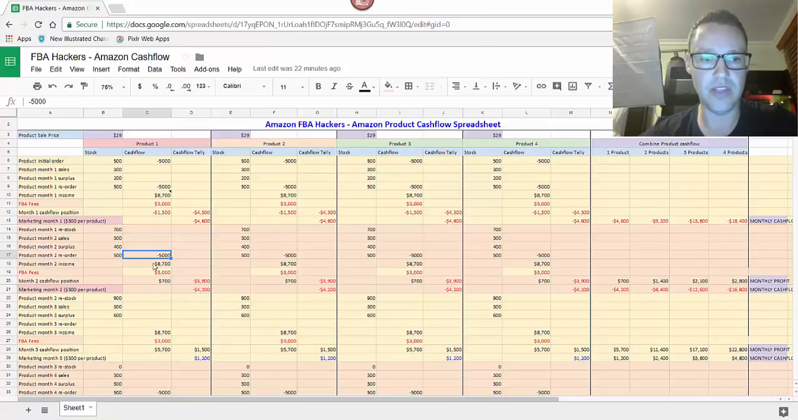But for the month, we look at this. So our income is 8,700, we need to minus 5,000, and we need to minus 3,000 for our fees. So we've actually got a positive cash flow position of $700 for this month. But if we look at our cash flow tally over here, we were minus 4,600. So if we add our 700 to that, we're still at minus 3,900. But also we're going to have $300 for marketing here, so we're minus 4,200.